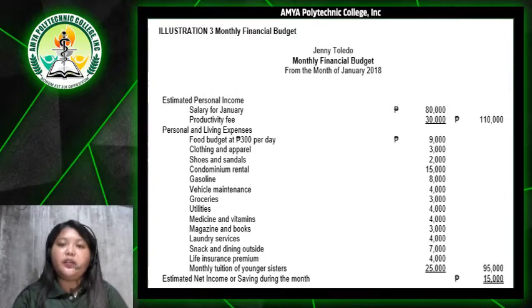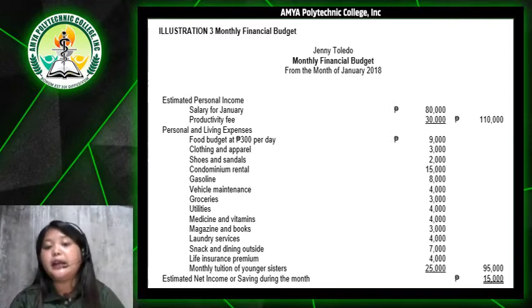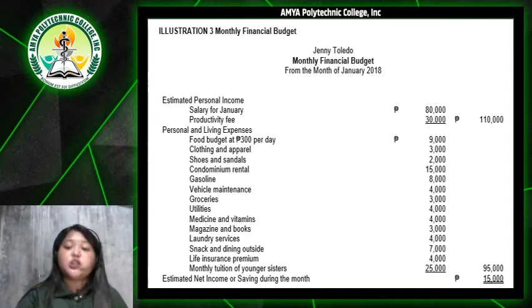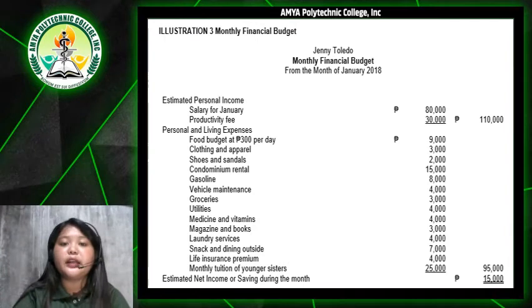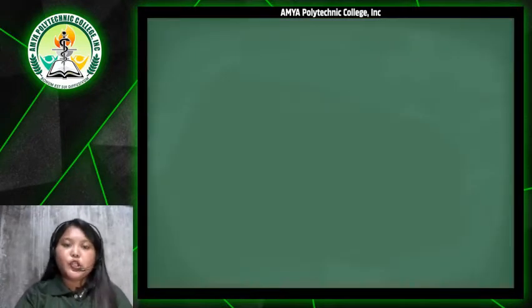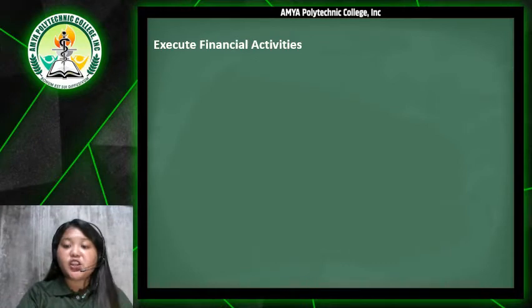So here we have an illustration of the monthly financial budget. As you can see, we have the estimated personal income, and of course the personal and living expenses, and then the estimated income or savings during the month. Under the estimated personal income, we have the salary for January and then professional fee. And then under the personal and living expenses, of course, we have the food budget, the clothing, and many more. Next, we have execute financial activities.